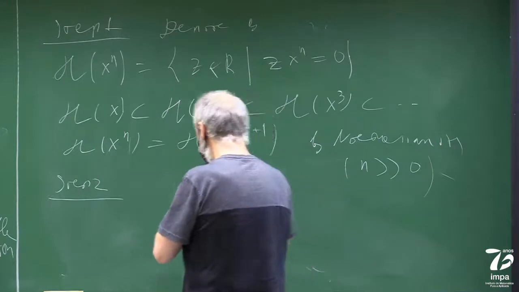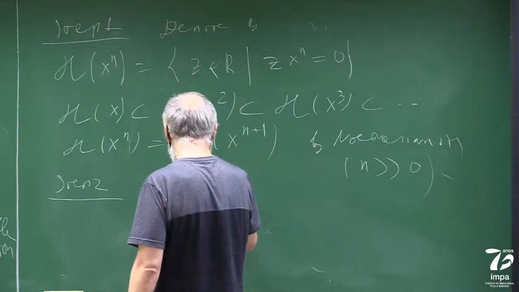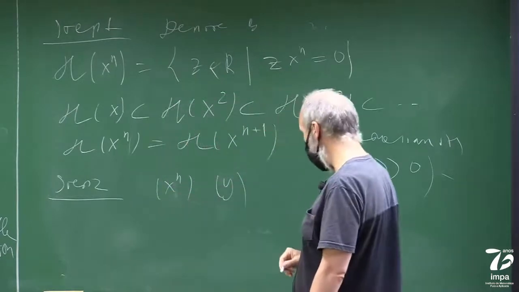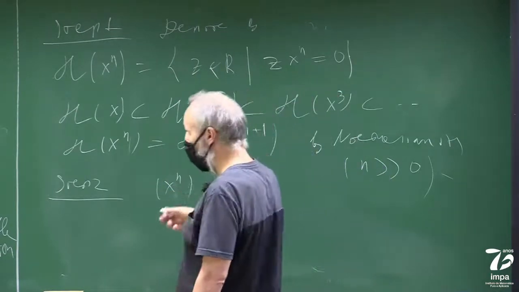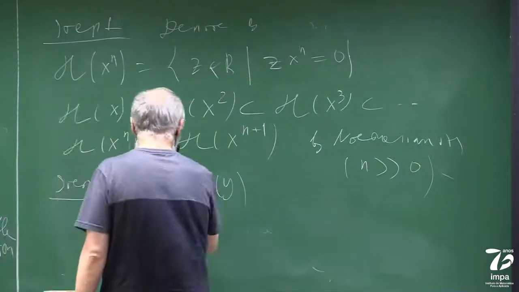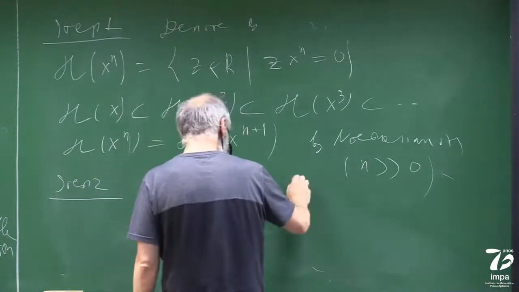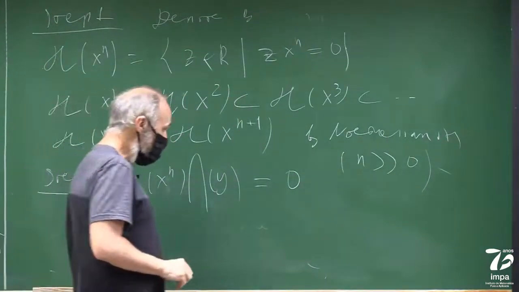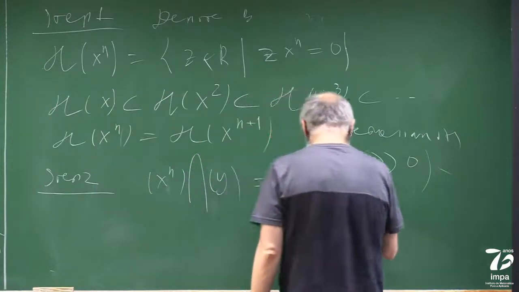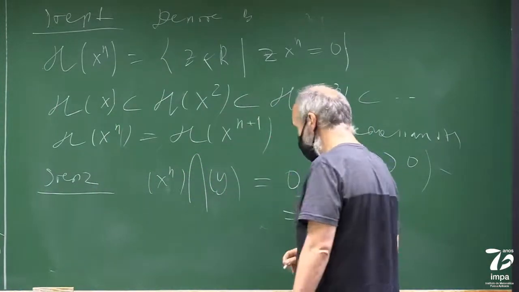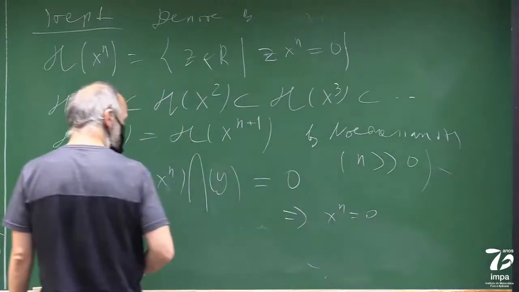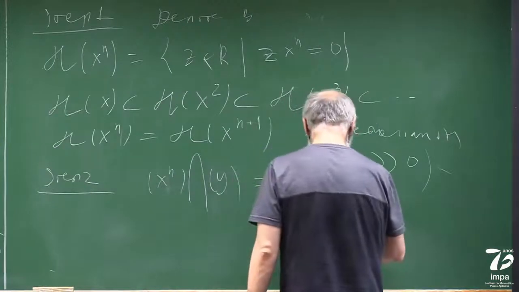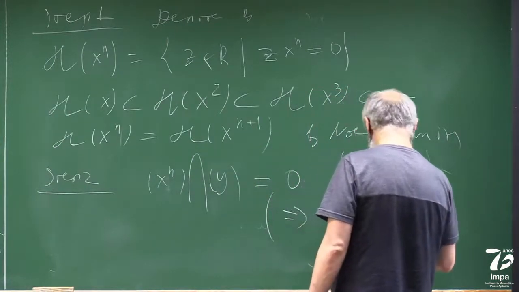Okay. Now step 2. So we have two ideals: the ideal generated by x^n, and the ideal generated by y. I claim that the intersection of these two ideals is 0, which is impossible unless one of them is 0, and which would imply that x^n is 0, because I is irreducible.